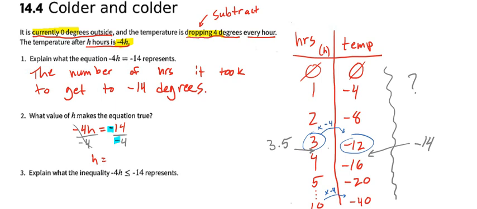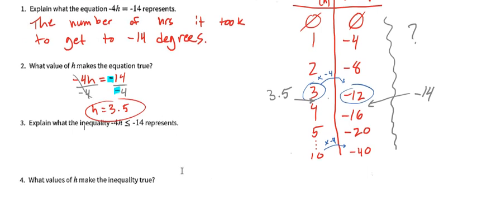And if you don't believe me, grab a calculator. This isn't because I said the answer is 3.5. When you divide 14 by 4, you get 3.5. If you don't believe me, go do it on a calculator. Pause the video and go do it, all right? Once you do that, come back, and now let's do number 3.